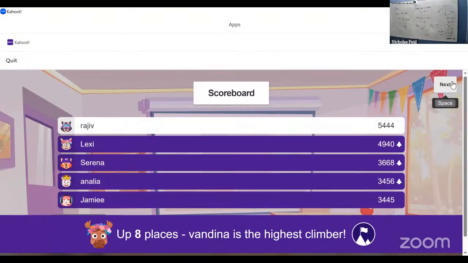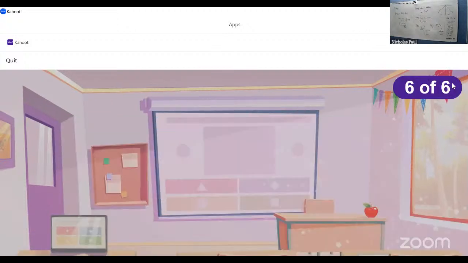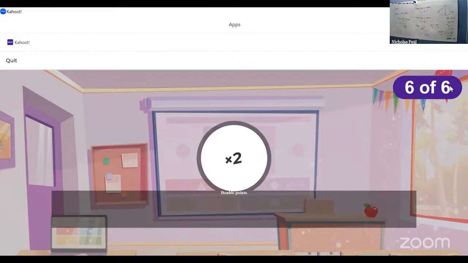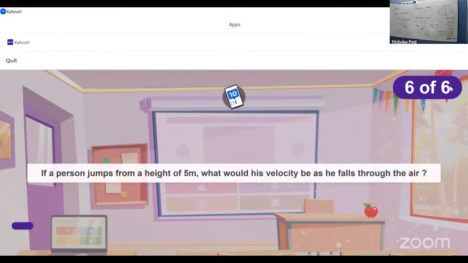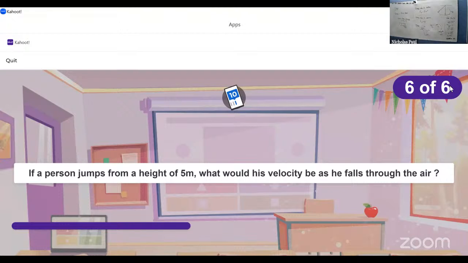Right, last one. Lexi, Rajiv and Serena are close to one, and a little everybody kind of close. Double points here. Double points slide to the right answer. I like this one.